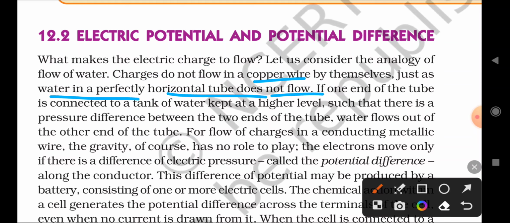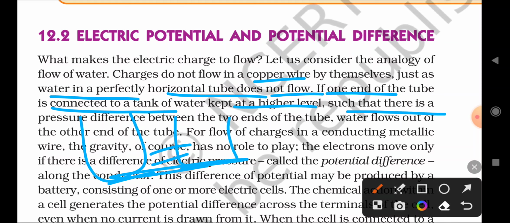Already explained in this diagram, correct? So the water does not move because the two containers are placed in a horizontal row. Like that, the charges cannot flow in a copper wire because they need some energy. If one end of the tube is connected to a tank of water kept at a higher level, such that there is a pressure difference between the two ends of the tube; when the container is placed horizontally, there is no flow of water from this side to this side, correct?